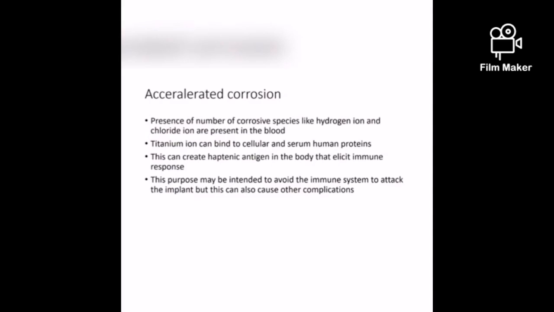Other than that, accelerated corrosion is also another defect due to surgical implants. Corrosive species like hydrogen, chloride ions, and even titanium ions could be present in the blood. This is because titanium ions can bind to cellular and human proteins. This creates an antigen that elicits the immune response. However, this is on purpose, to avoid or minimize the immune system's attack towards the implant. However, this can cause major complications in the long term.